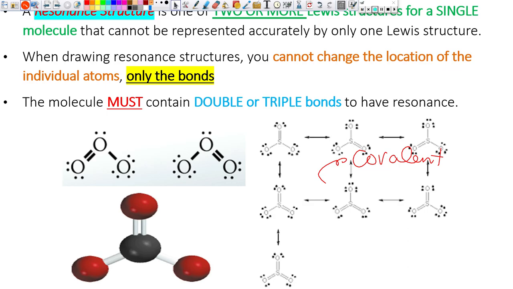Now, there's a key to that. One molecule has two different shapes. When drawing resonance structures, you can't change where the atoms are. You can only move the what around, highlighted in yellow. Now, this next bullet's the most important. What types of bonds are only allowed to give you resonance? Double and triple. If it does not have a double bond or a triple bond, can it have resonance? Not at all. So let me give you two examples.